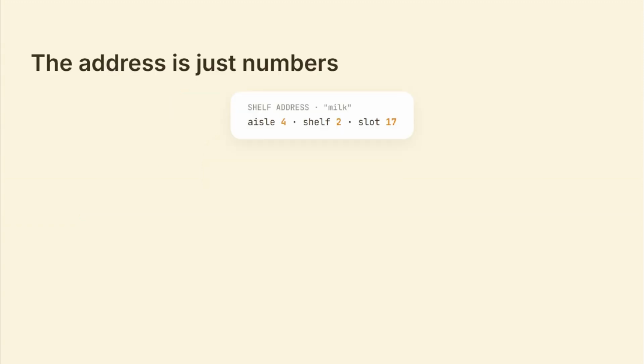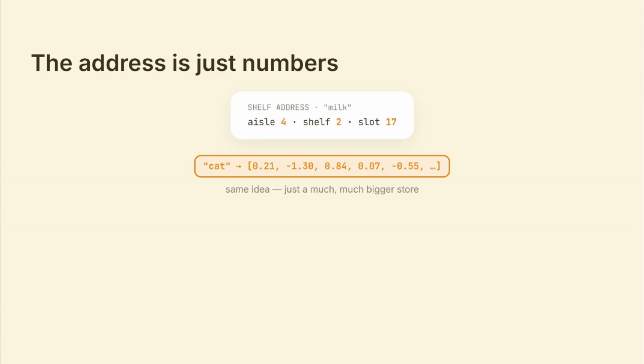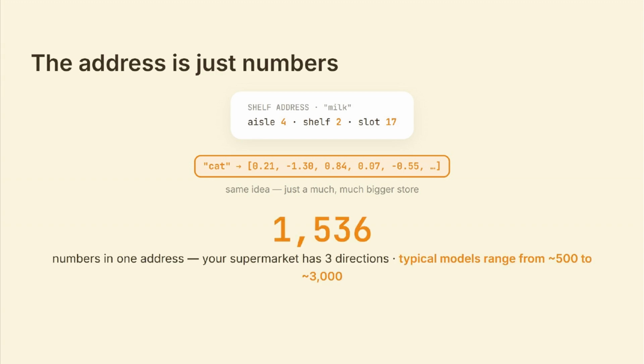Meaning. Think about how a supermarket address works. Aisle 4, shelf 2, slot 17. Three numbers, and you can walk straight to the milk. An embedding is the same idea. Cat becomes a list of coordinates, just a much, much bigger store. How many? Depends on the model. Anywhere from around 500 to 3,000. This one has 1,536.